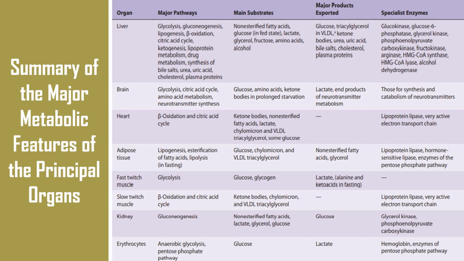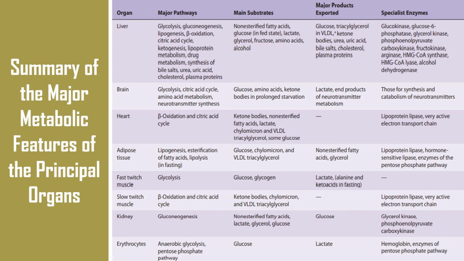Major products exported by the liver are glucose, glycerol, ketone bodies, urea, uric acid, bile salt, cholesterol, and plasma protein. Specialist enzymes are glucokinase, glucose 6-phosphatase, glycerol kinase, phosphoenolpyruvate carboxykinase, fructokinase, arginase, and alcohol dehydrogenase.